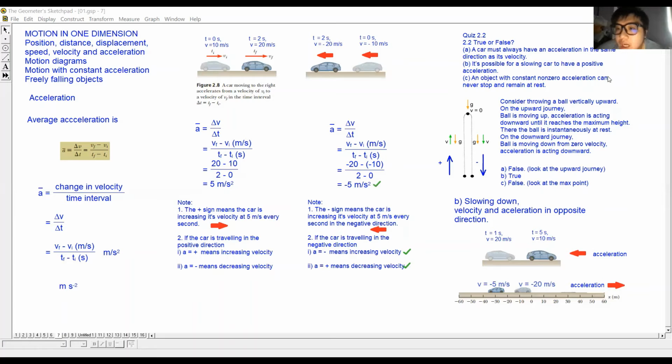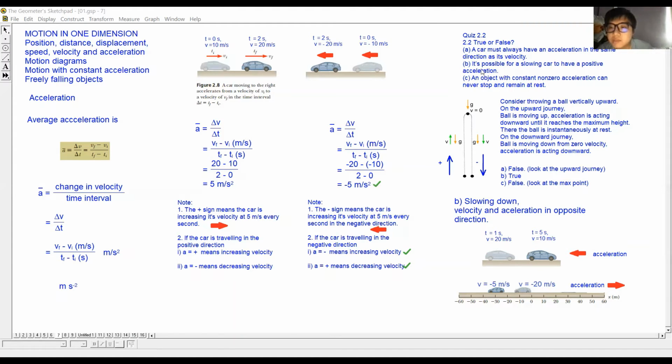A car must always have an acceleration in the same direction as its velocity. Not necessarily. Sometimes your car is traveling in the same direction and increasing its velocity, sometimes it is decreasing. So it's not necessarily accelerating in that direction.